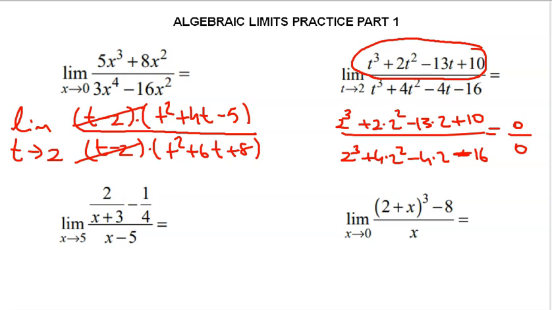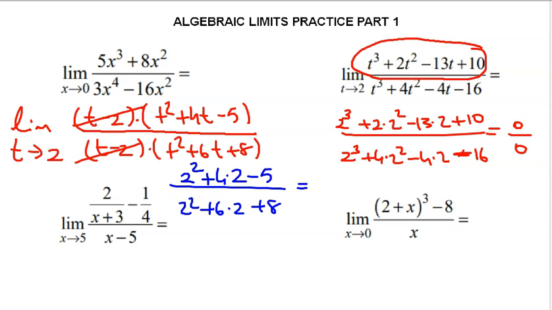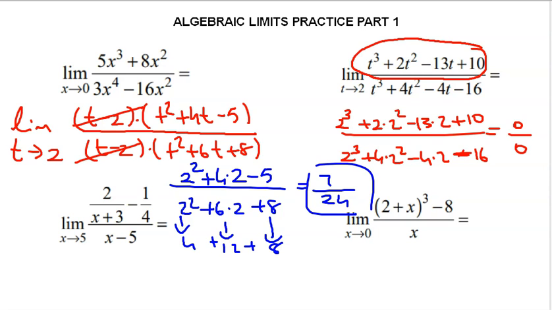So let's apply the plug-in. We get 2 squared plus 4 times 2 minus 5 over 2 squared plus 6 times 2 plus 8. The top is 4 plus 8, 12, minus 5 is 7. The bottom is 4 plus 12, 16, plus 8, which gives 24. That is the limit value. So for this second problem, we applied synthetic division to produce a common factor, divided it out, and then applied the plug-in method.